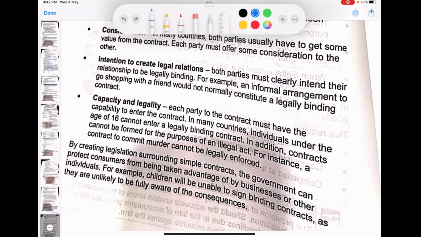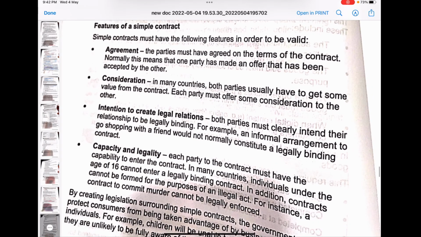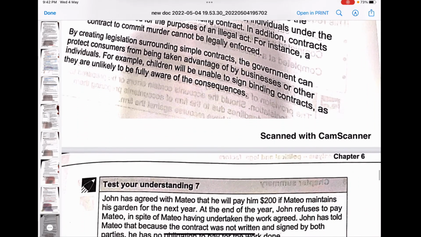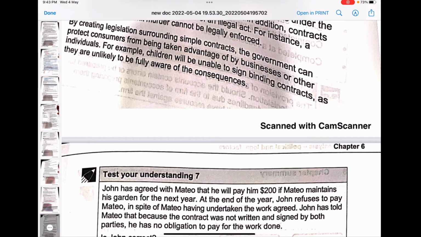So, what are the things we've seen for a contract? First of all, it should be an agreement. Secondly, there should be consideration. And then there should be intention to create legal relations, and capacity and legality. Agreement, consideration, intention to create legal relations, capacity and legality. By creating legislation surrounding simple contracts, the government can protect consumers from being taken advantage of by businesses or other individuals. For example, children will be unable to sign binding contracts as they are unlikely to be fully aware of the consequences.